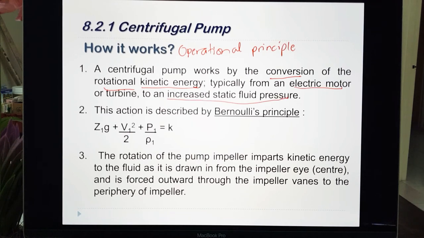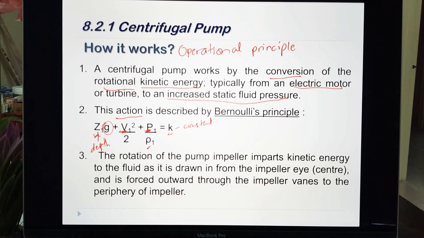This particular action of the centrifugal pump is described by the Bernoulli principle. This one we have learned in chapter 7 for the movement of the fluid. Z1g plus V1 squared over 2 plus P1 over rho1 equals K, whereby K is the constant. Z is the depth or the height of the fluid to be transferred. G is gravitational acceleration. V is the velocity. P is the pressure. Rho is the density of the fluid.